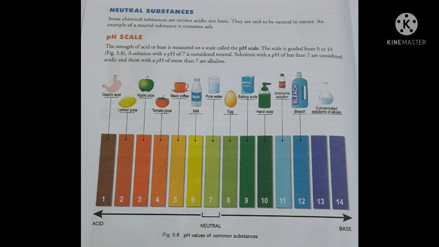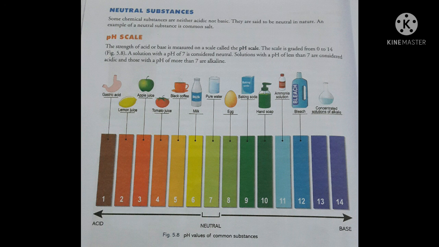Children, you are seeing here gastric acid. Gastric acid that is produced by the stomach has pH 1. Lemon juice, pH 2. Apple juice, pH 3. Tomato juice, pH 4. Black coffee, pH 5. Milk, pH 6. Pure water, pH 7.